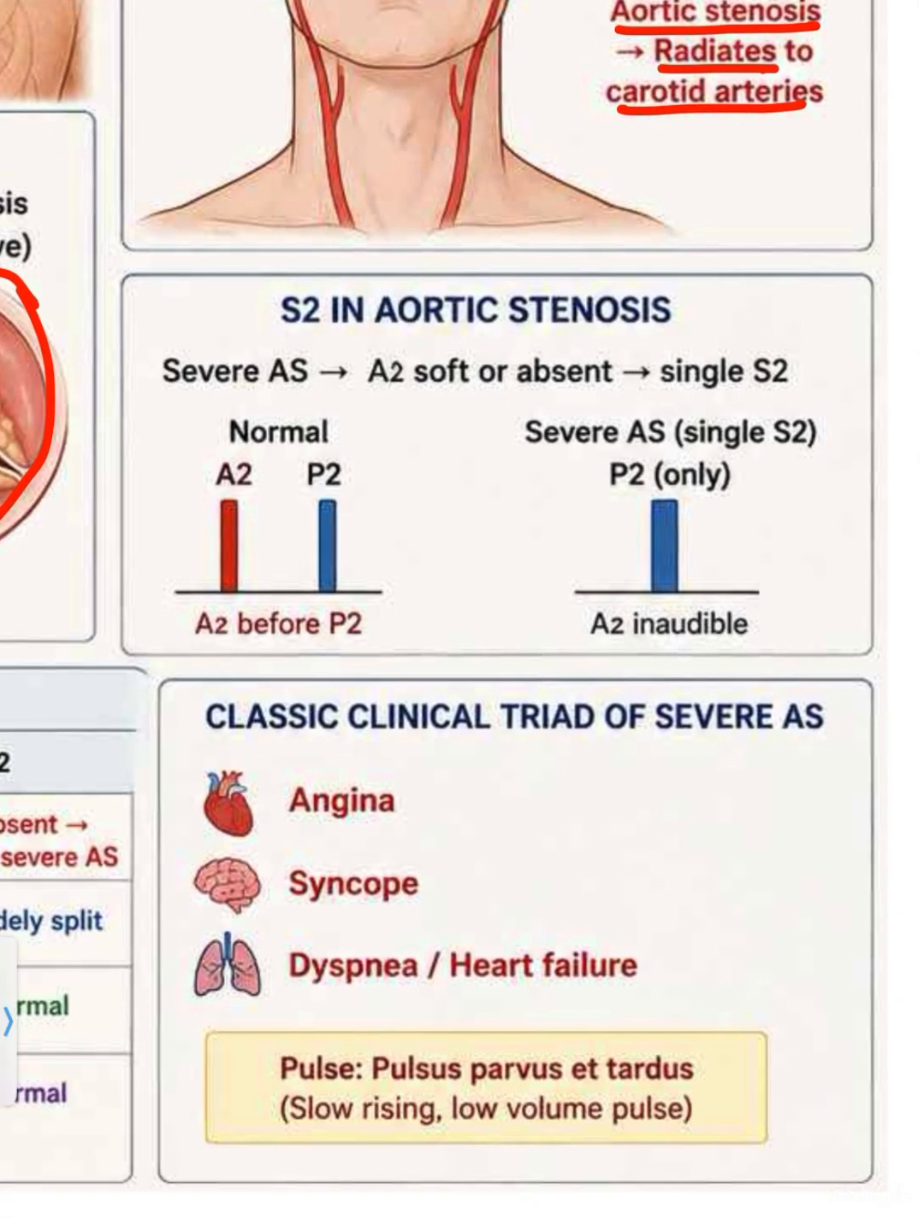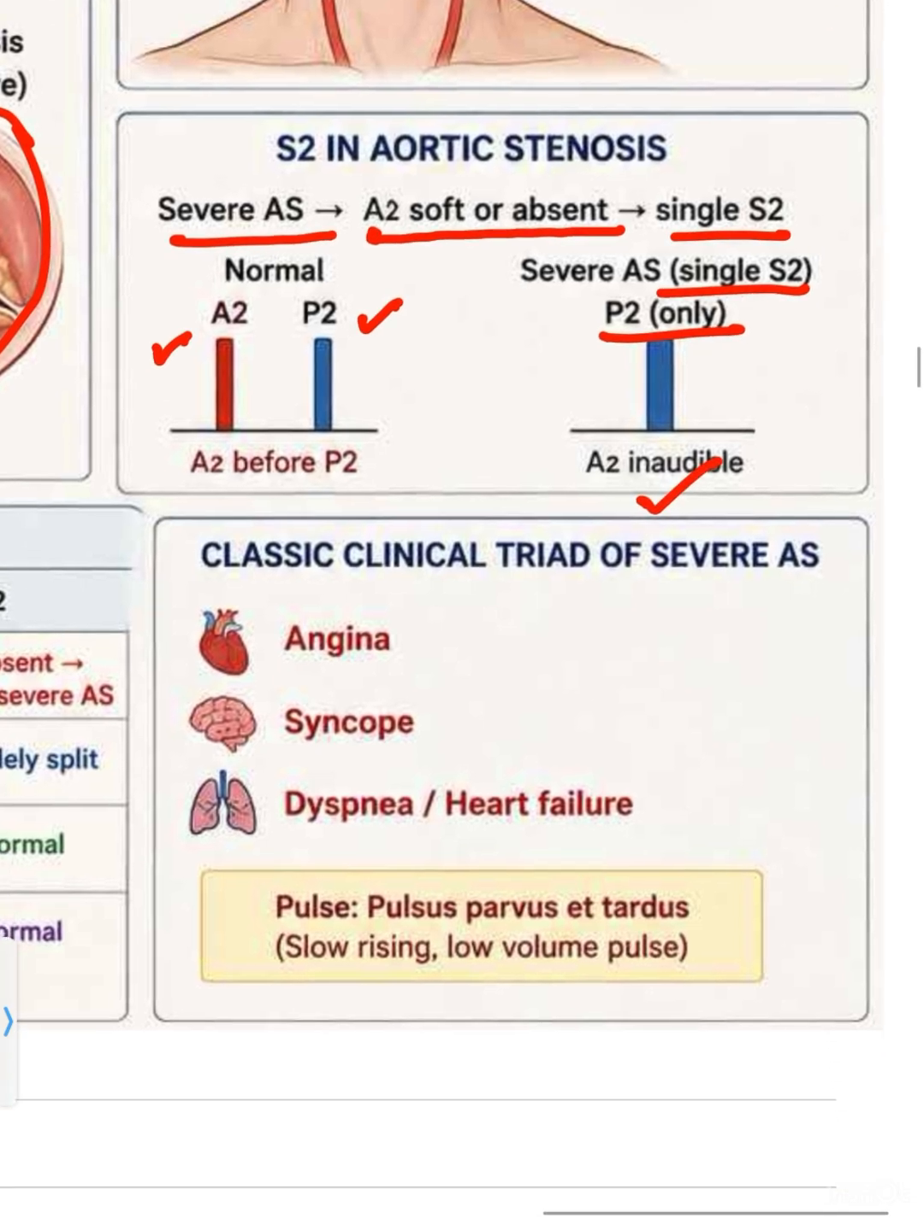S2 in the case of severe aortic stenosis: A2 will become either soft or absent, so there will be a single S2. Normally A2 comes before P2, as we have talked about in another question, because the musculature of the left ventricle is larger than the right ventricle. So the aortic closure happens first because the blood from the left ventricle is finished first. A2 first, then P2. But because A2 is now absent, there will be only a single S2, and it is P2 only. A2 is inaudible.